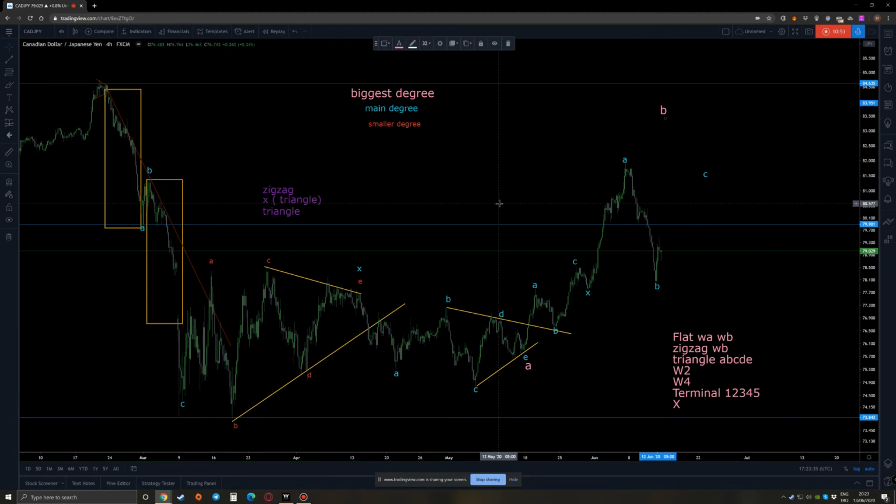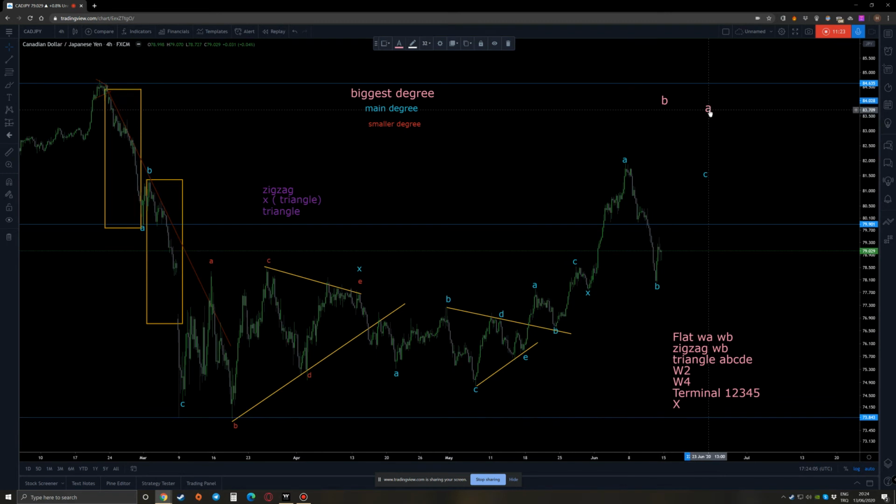Now, what is wave B of a flat? It is another corrective wave. So it means that if I'm going from wave A to wave B, whatever this is in a lower degree has to be corrective as well. So I will not even try to find a 1, 2, 3, 4, 5 impulsive move here. Why? Because I already know after the wave A of a flat, I have a wave B, and this wave B has to be corrected.